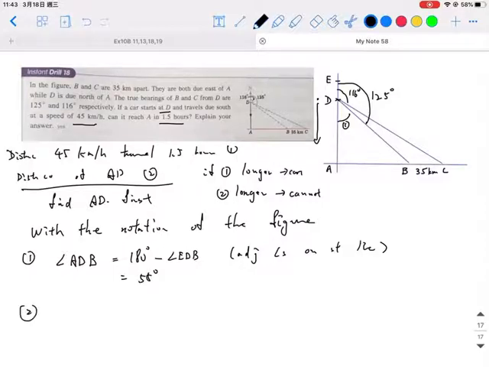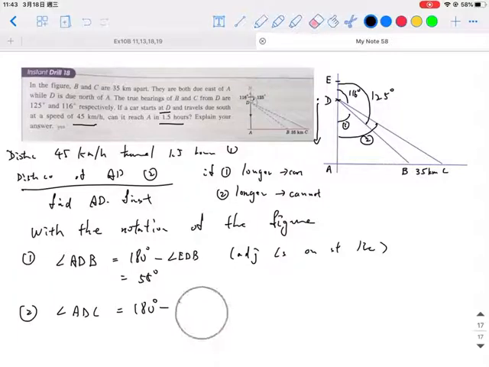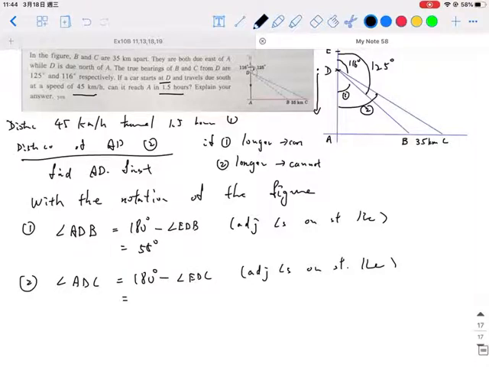And the second part is this angle. Angle ADC, which is equal to 180 degrees minus 116 degrees. I'm sorry, I need to write down more clearly. It should be angle EDC. It's also adjacent angles on a straight line, and therefore it is equal to 64 degrees. Why do I need to find these two angles? Because I know the fact is AC minus AB is equal to 35 kilometers.